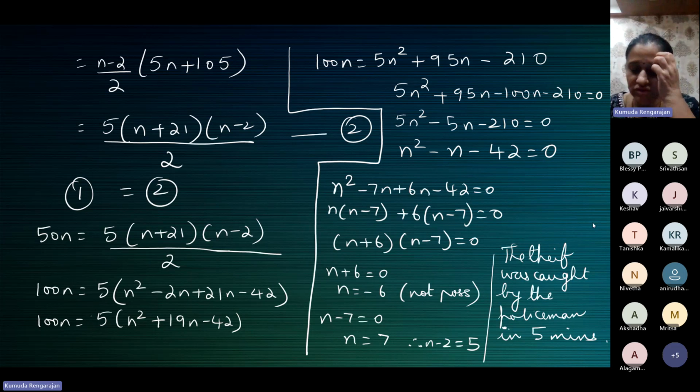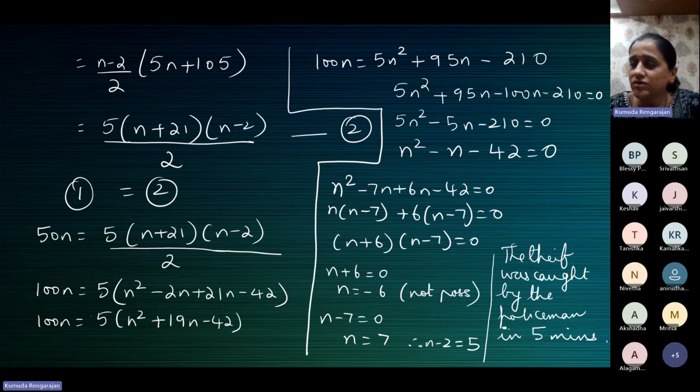Okay, so what's the question? A thief, after committing a crime, runs. The policeman runs behind him after 2 minutes. So we have assumed the time the thief has run to be n minutes and the policeman n minus 2 minutes.